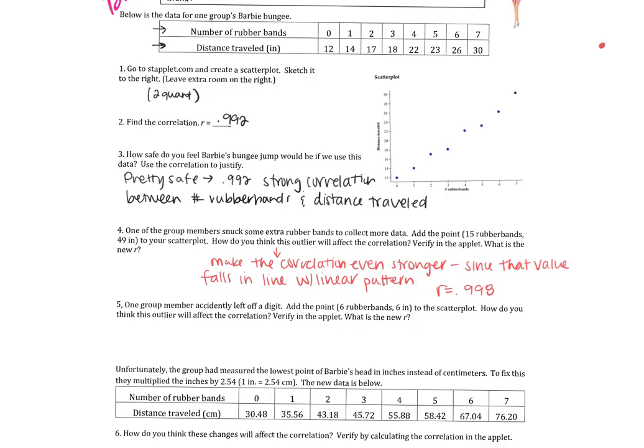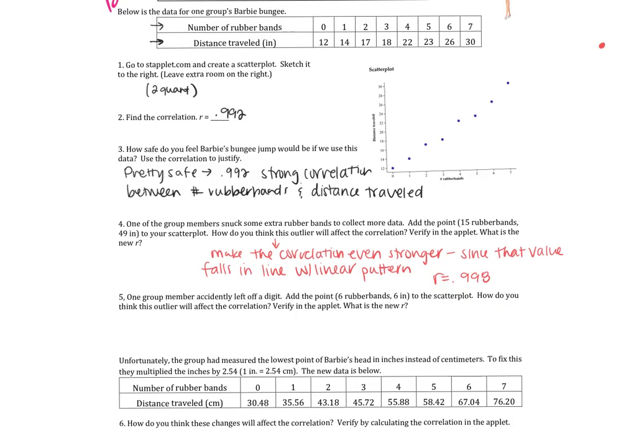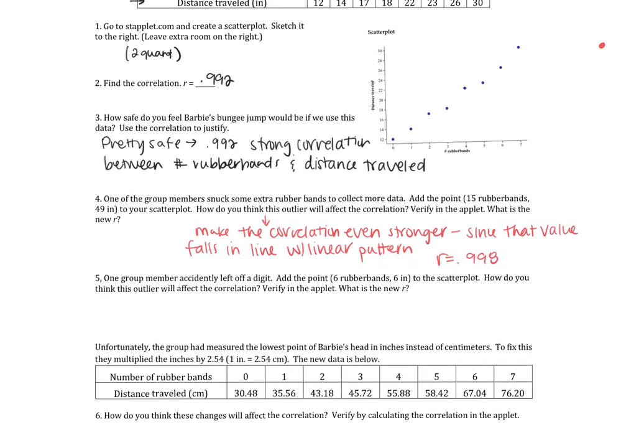That's one key: outliers, although they might be very far away, if they fall in line with the linear pattern, they increase that correlation. Okay, it strengthens that correlation. One group member accidentally left off a digit, and we're going to add the point now, 6, 6. So 6, 6 is right here. What would we expect to happen to the correlation? What we should expect is that this would make the correlation even weaker.